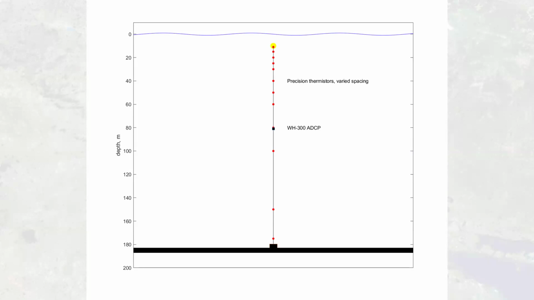We have a heavy anchor. We buy big concrete bunker blocks. And then we have a piece of steel cable that goes up to a subsurface float in yellow. On that cable, we attach thermistors.